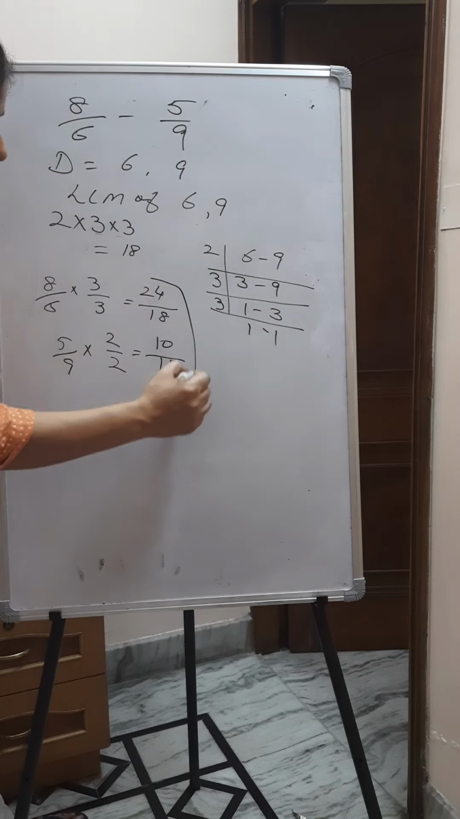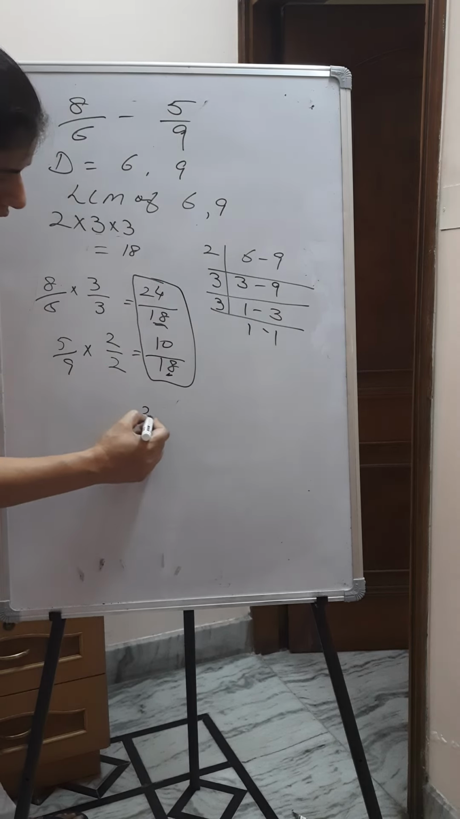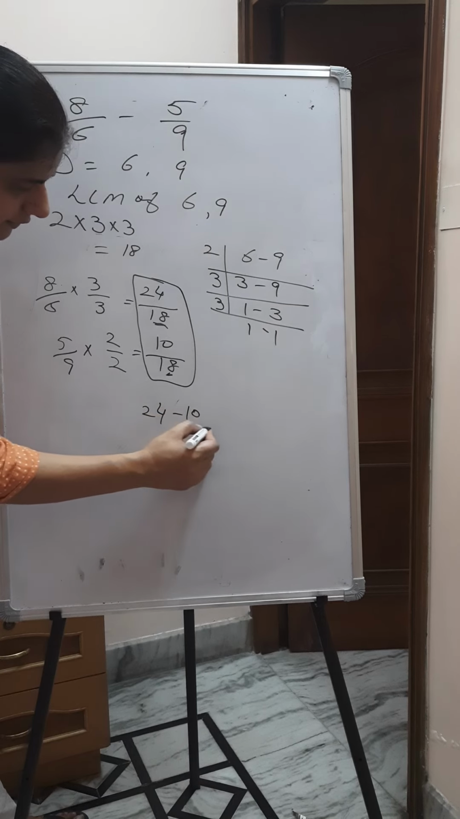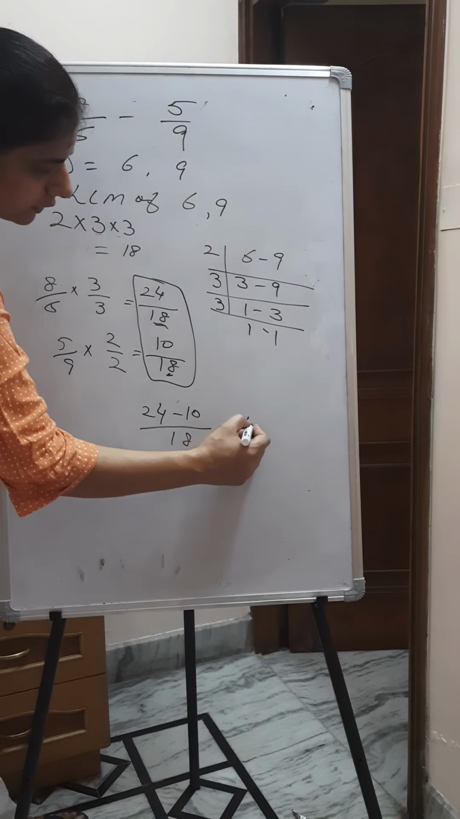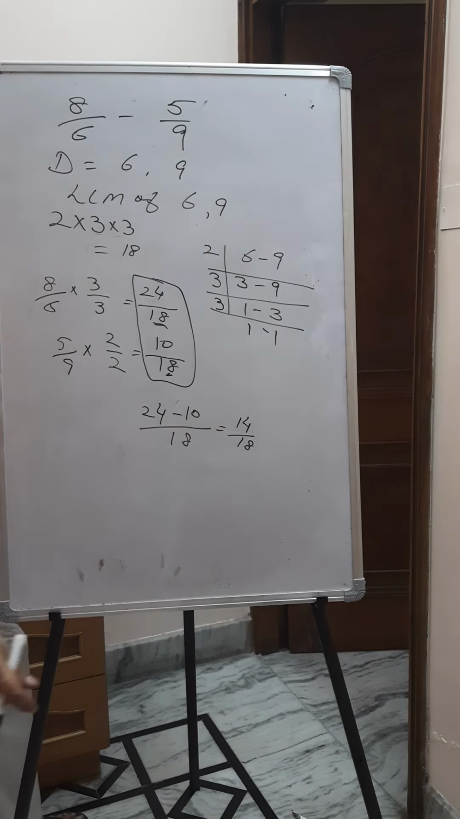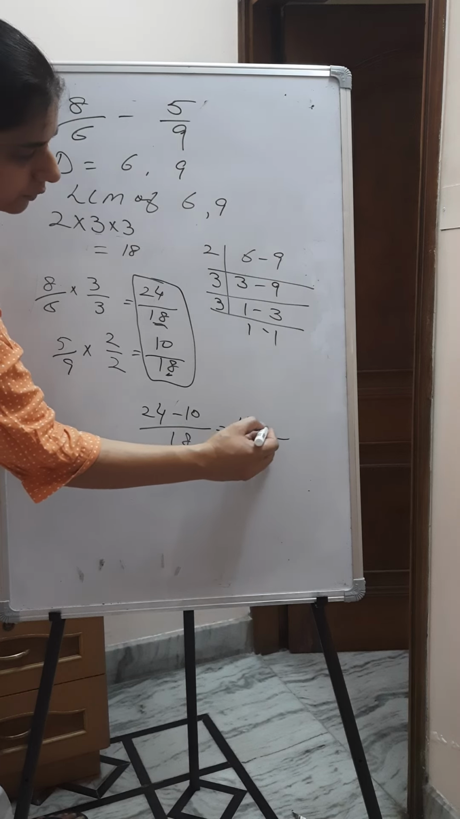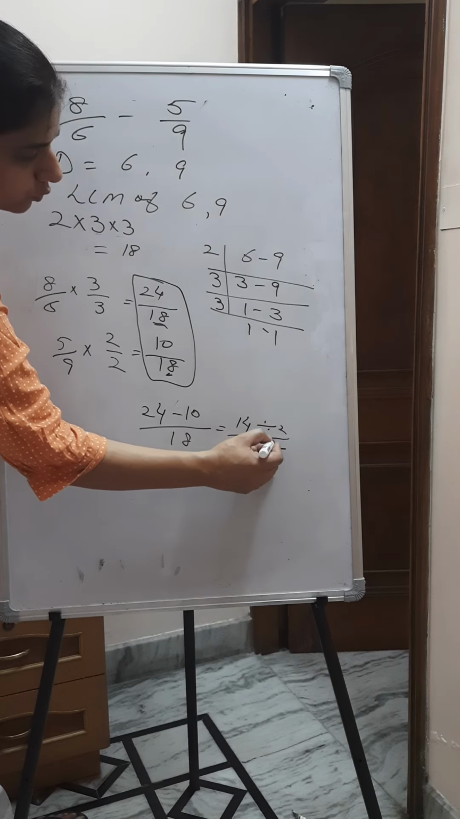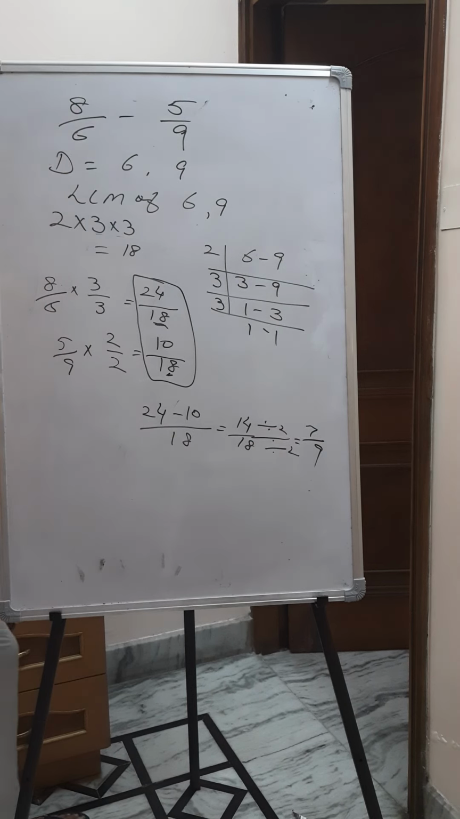Now in both the cases you are having the same denominators. So subtract 24 minus 10 over 18. Subtract the numerators and you will get the answer. This is again not in the standard form. There is something common between the numerator and denominator. Both of the numbers are divided by 2 and you will get 7 over 9 as the answer.